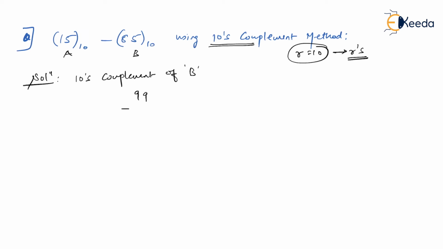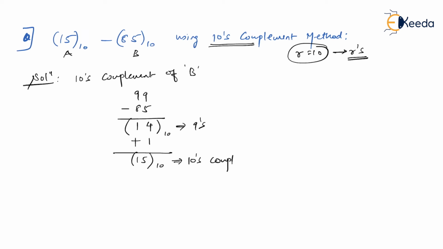So let's do that. 99 minus 85. 9 minus 5 is 4. 9 minus 8 is 1. So ultimately this is not the final answer. Let me tell you, this is 9's complement. What I want is 10's complement. So I need to add one more. So it becomes 15 to the base 10. Finally, 15 to the base 10 is nothing but 10's complement of 85 to the base 10. So in a way I can say 15 to the base 10 is as good as minus 85 to the base 10. I hope you understand my point.